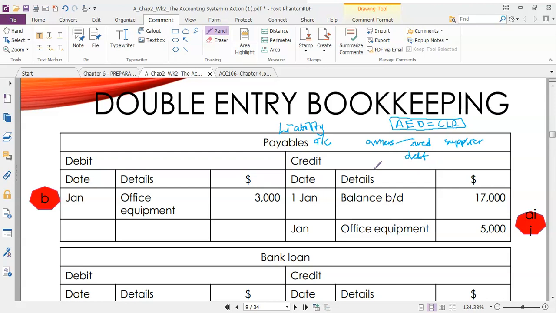Credit side. Very good. Because the balance is from the previous years or previous accounting period. So it means that the amount is increasing. So when the liability is increasing, we should put it in the credit side. So that's why balance BD for payable, dia appear dekat bahagian credit. Payables account dekat bahagian credit balance BD. Okay.